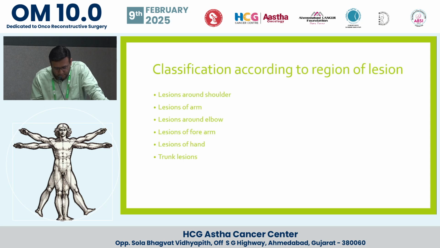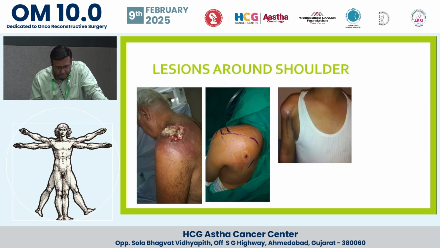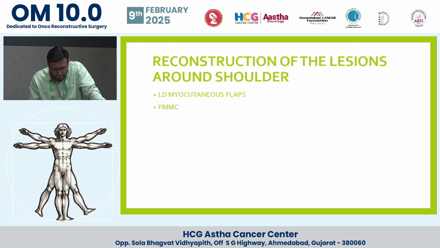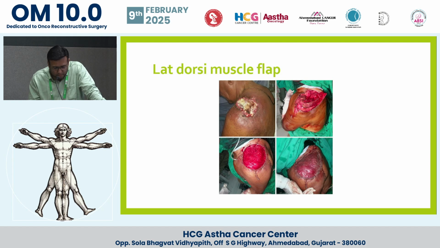So, classification of the sarcomas according to the regions: shoulder, arm, elbow, forearm, hand, trunk lesions, thigh, knee joint, leg, and foot and ankle. For the shoulder region, there is a large lesion over the shoulder. Available options are LD myocutaneous flaps and pectoralis major myocutaneous flap. We usually prefer microvascular transfer, but in scenarios where infrastructure is not available, or patient affordability and other factors are there, we can also use locoregional and distant flaps.